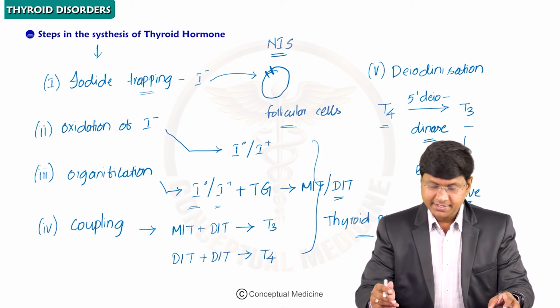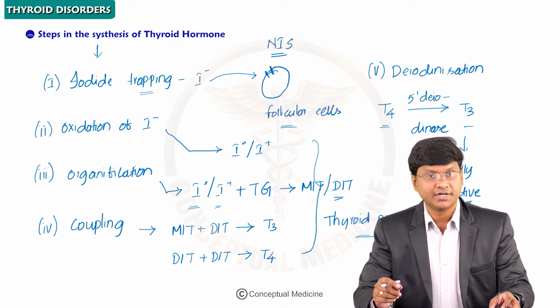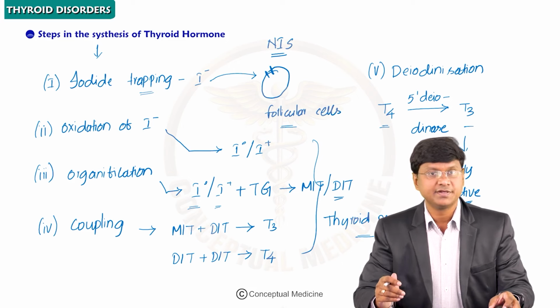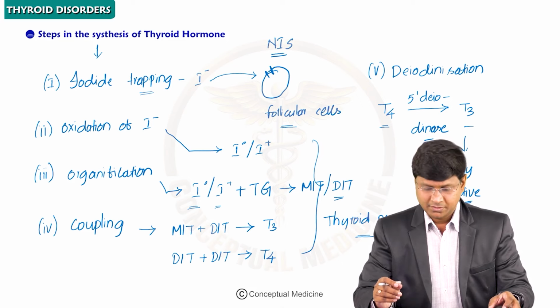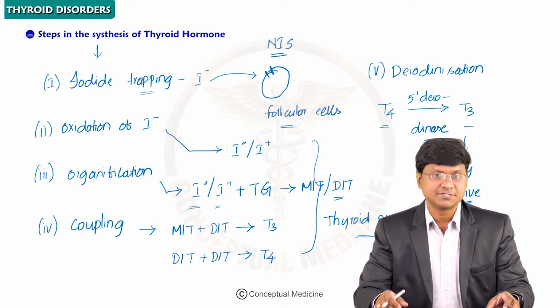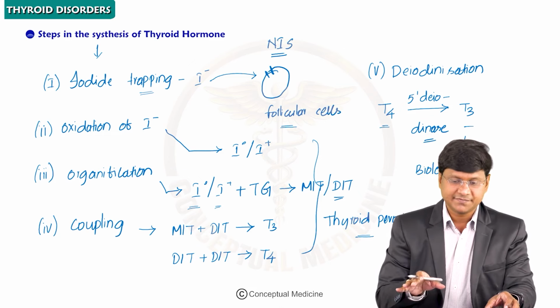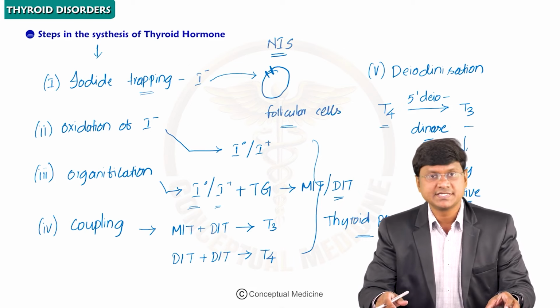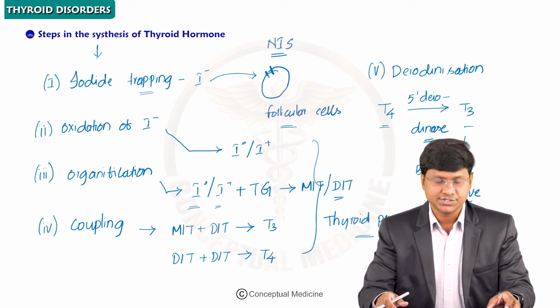Now, whatever T3 or T4 is being released into the circulation, they go and bind to the plasma proteins. Let me explain the basic physiology of thyroid hormone binding to the proteins, and later on we will discuss in detail about the T3, T4, TSH.